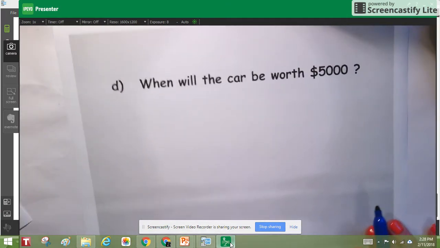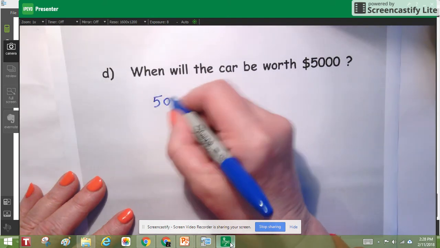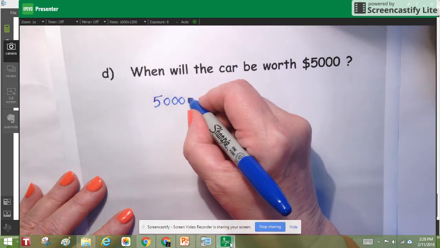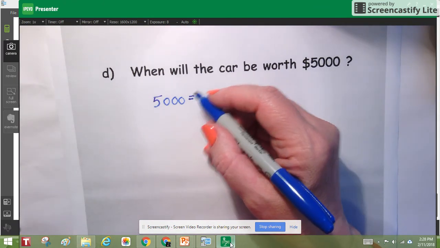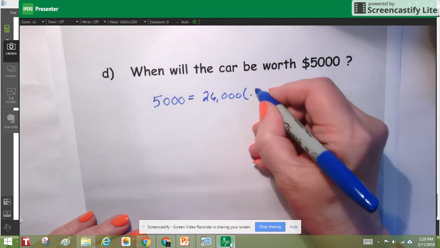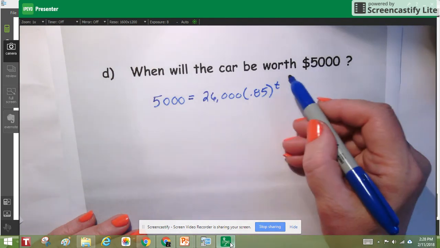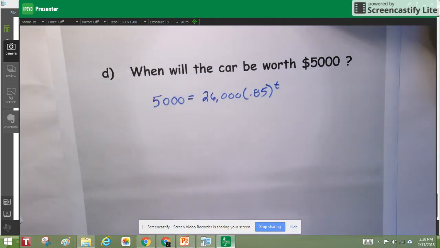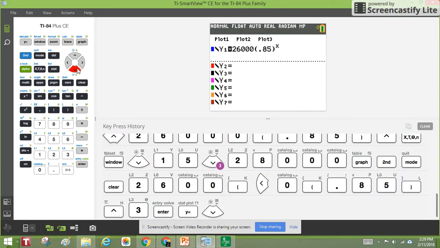When will the car be worth $5,000? Now, again, they are saying the car is worth $5,000. They're asking you time. When will it be worth that? So it was 26,000 is what you paid for it, times 0.85 raised to the T. Again, they're asking you to solve for this T. And the only way I can do this right now is to go ahead and go to my calculator. In my Y editor, I'm going to have to put that Y value in of 5,000.